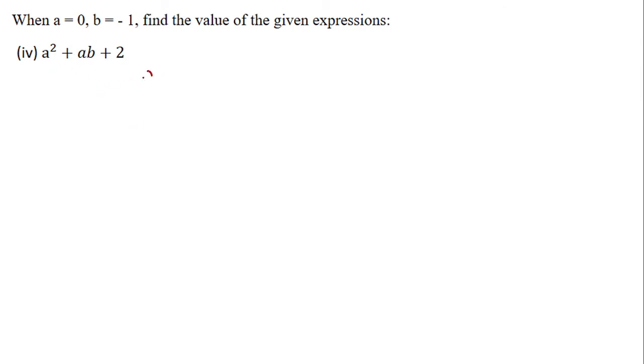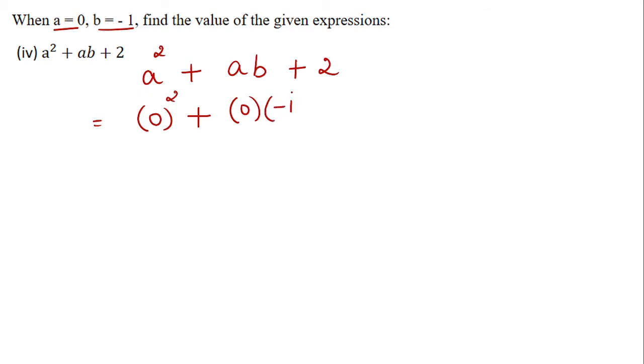Find the value of a square plus ab plus 2 when a is equal to 0, b is equal to minus 1. So a square is 0 square plus ab. a is 0, b is minus 1 plus 2. So that's equal to 0 to the power 2 is 0. Any number multiplied by 0 is 0. Plus into minus is minus 0 and then plus 2. So that's equal to plus 2.